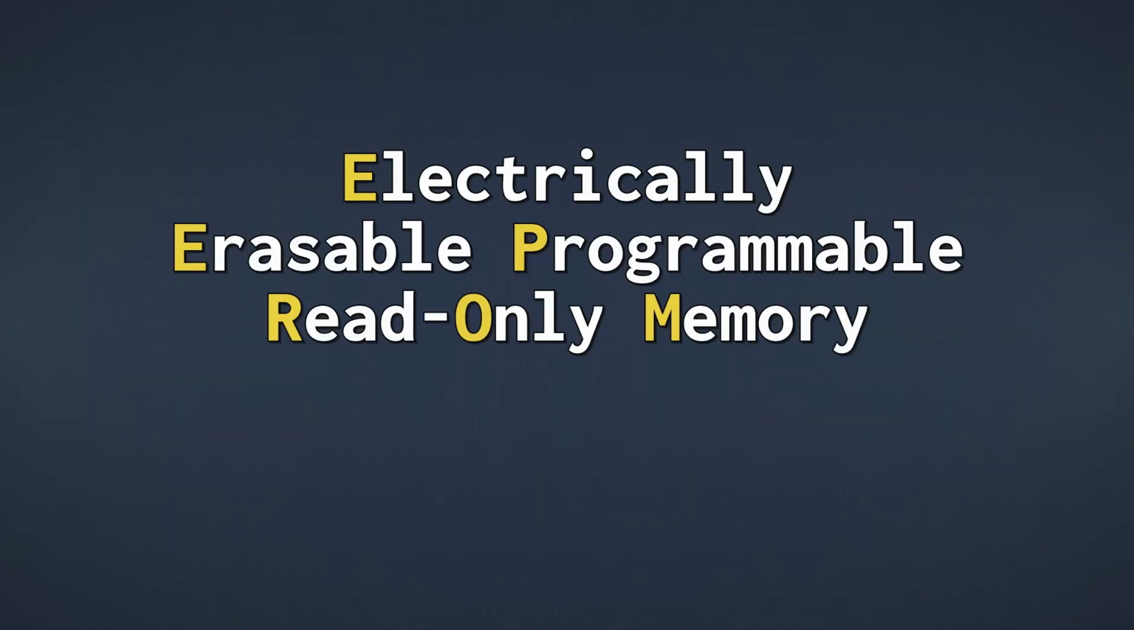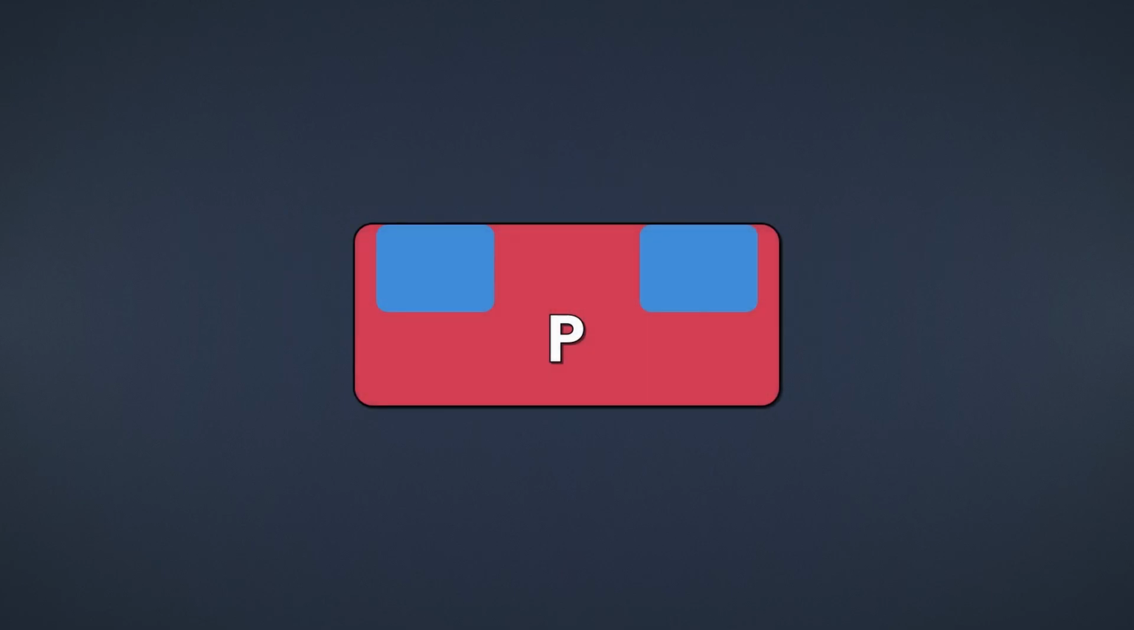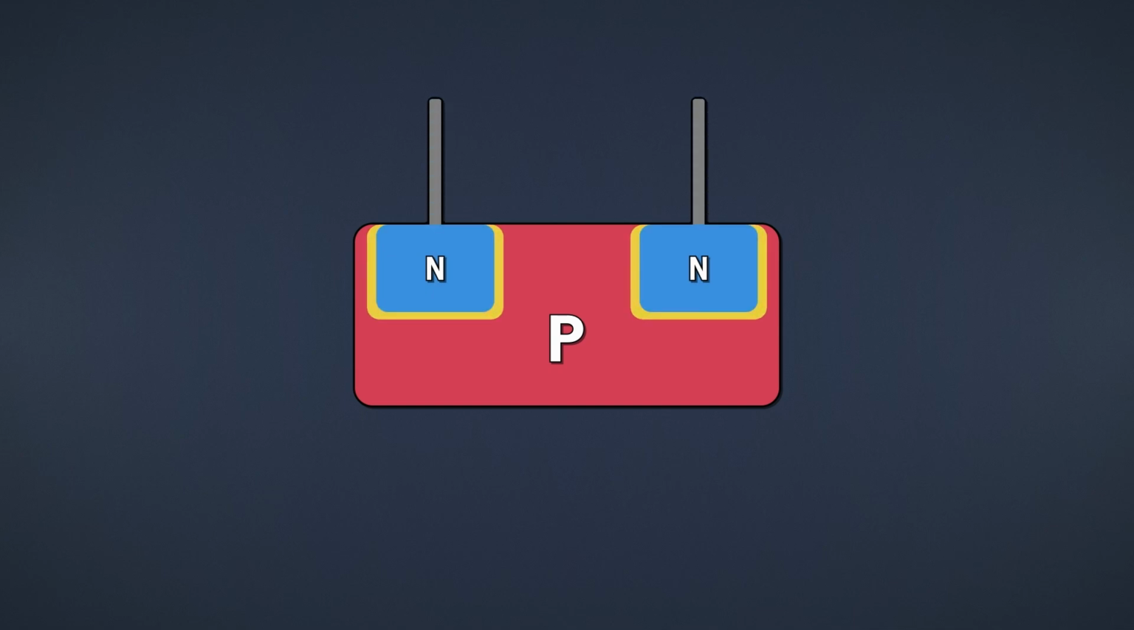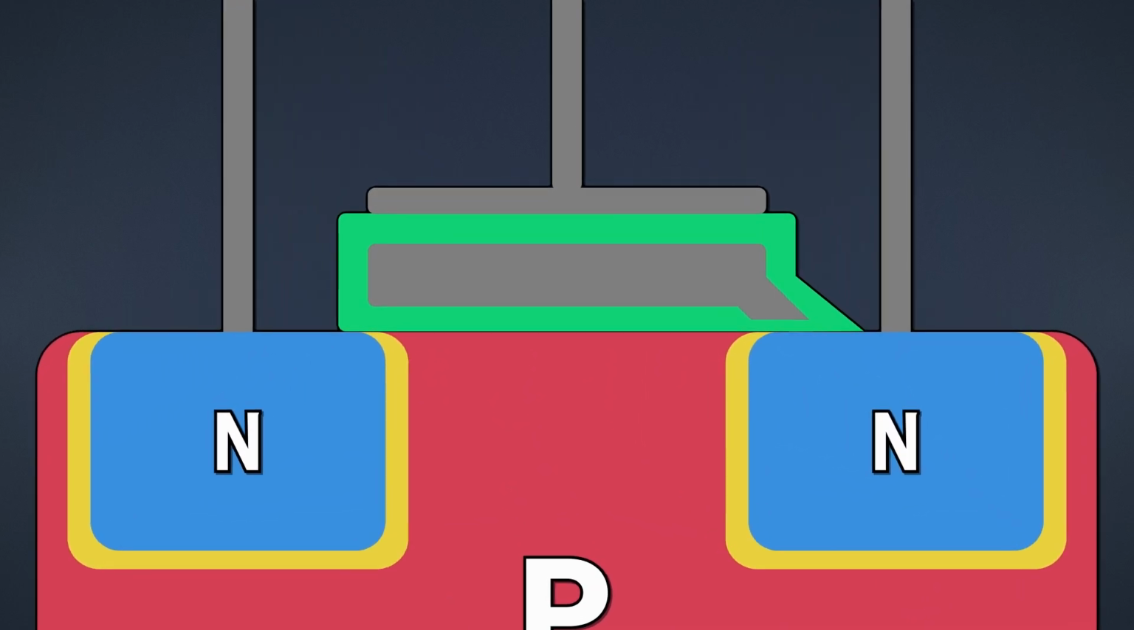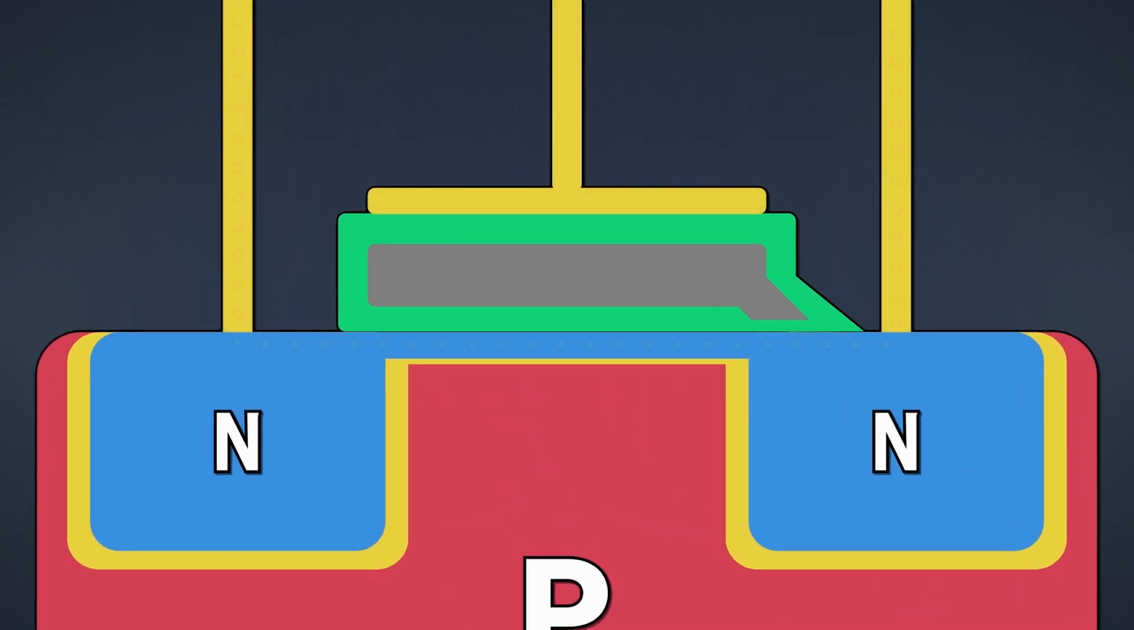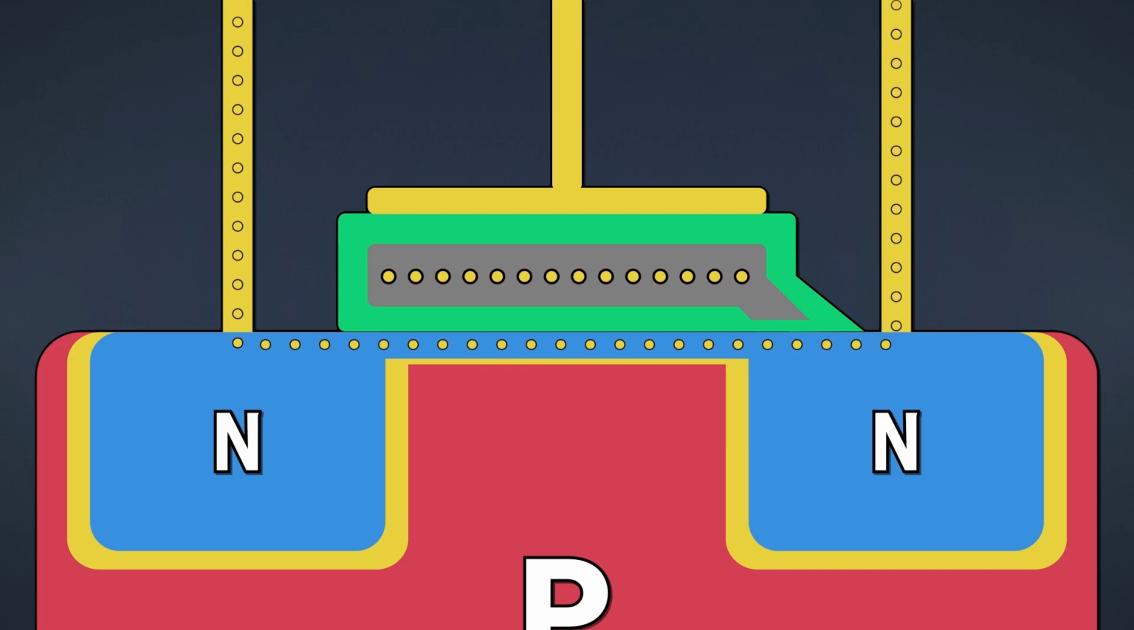EEPROM stands for Electrically Erasable Programmable Read-Only Memory. The only difference between EEPROM and EPROM is that EEPROM uses another kind of transistor for its cells yet again. It uses what's called a FLOTOX, or Floating Gate Tunneling Oxide Transistor. As you can see, the floating gate is elongated towards the drain a little bit. What this does is it gives us the ability to electronically erase the state of the floating gate.